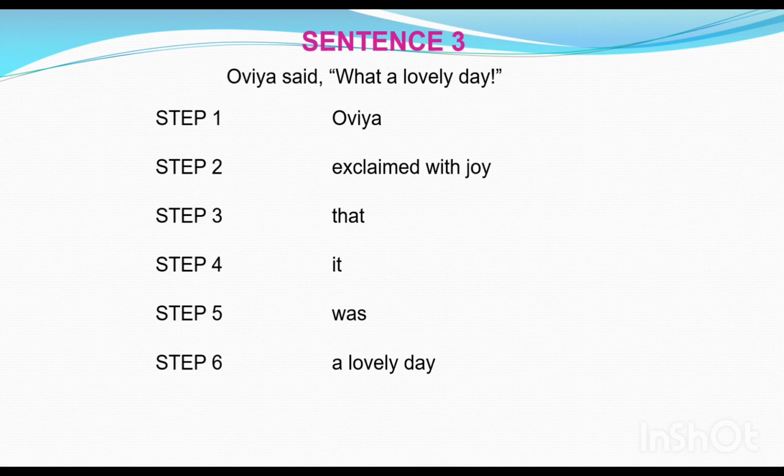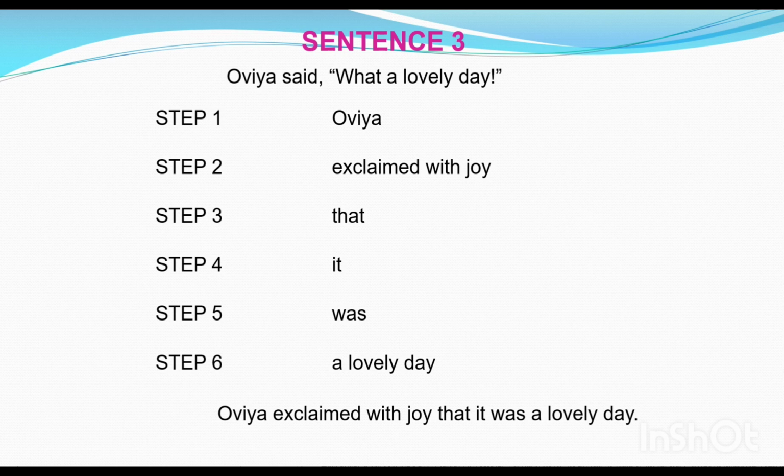Step number 5. As I said, you, what a lovely day it is. So, here the verb is, and that changes to was. Step number 6. A lovely day. We can even write it as a very lovely day instead of what a lovely day. So, the answer is Ovia exclaimed with joy that it was a lovely day.